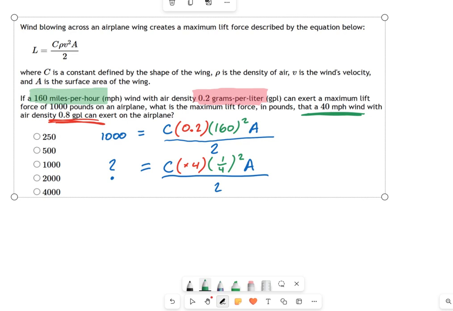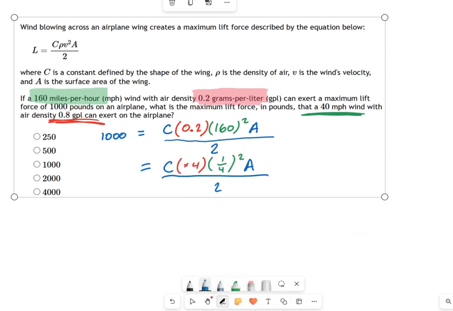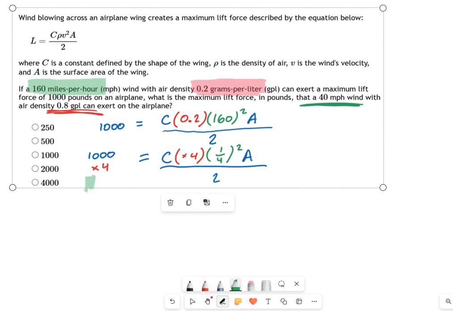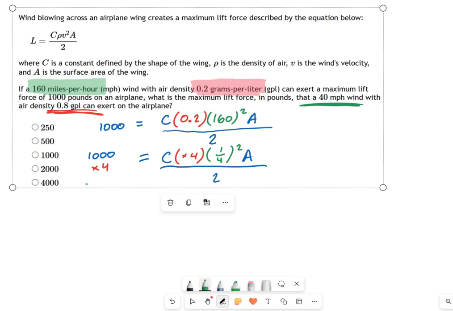So the question is, if before I got 1,000, well, what's happening here? Let's look at the effects, and we'll track them one at a time. This is how you deal with what's called proportionality equations. I start with my 1,000, and then I say, okay, the air got 4 times thicker. So now we're going to say times 4. And now, not only did the air get 4 times thicker, but the velocity dropped. So that's going to be 1/4 squared, according to the equation.